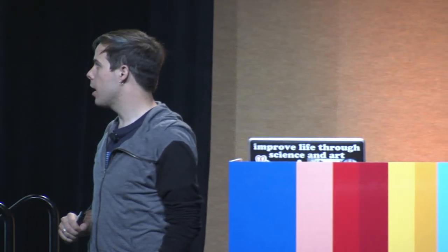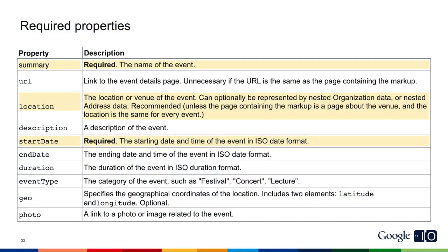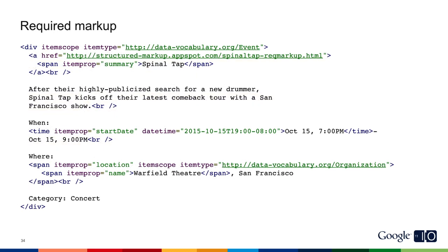We've got a summary up at the top. That's required. And we've got the start date down there in the center, also required. And the location, of course, is where this event is taking place. And that's going to be a nested entity. Adding the markup, it looks like this. And let me take you through it line by line.